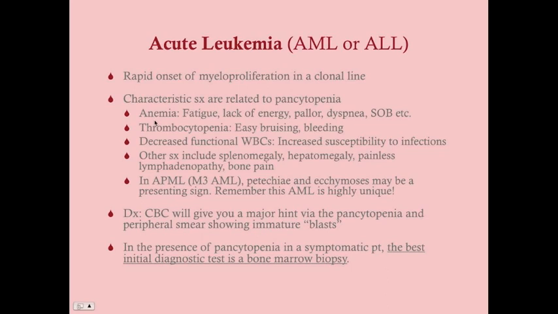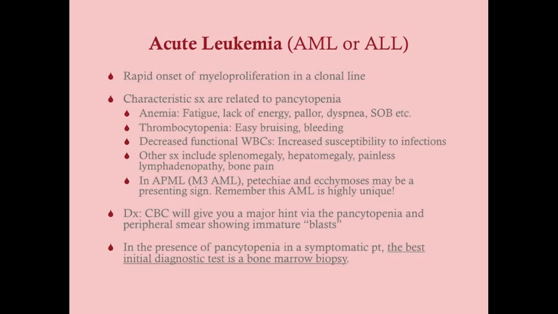Now, there's a special kind of AML, acute myelogenous leukemia, that tends to present or can present with signs and symptoms related to DIC, disseminated intravascular coagulation. And so it can present with petechiae and ecchymoses, it can present with jaundice, it wouldn't be a presenting sign, but you could have an increased fibrinolysis. And so that's a specific AML to look out for.